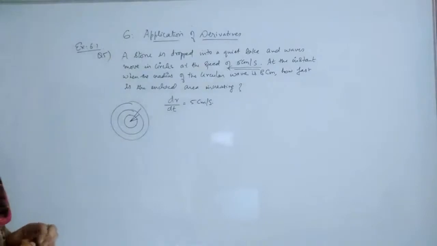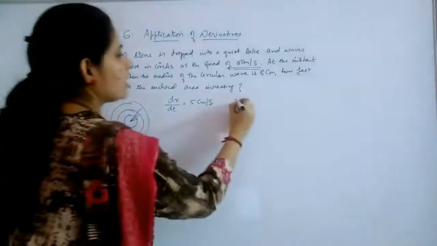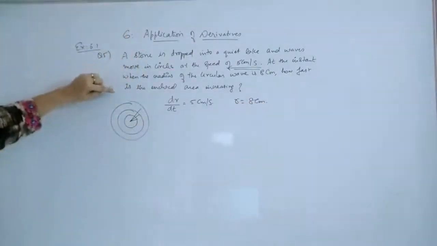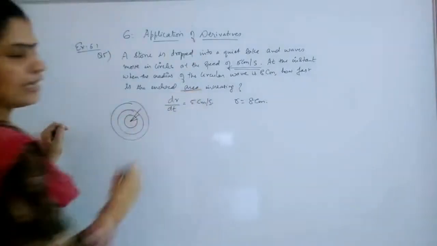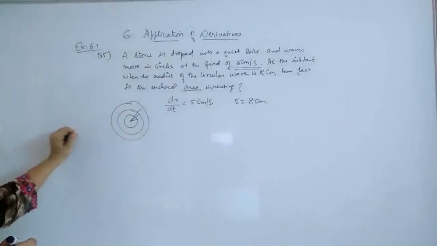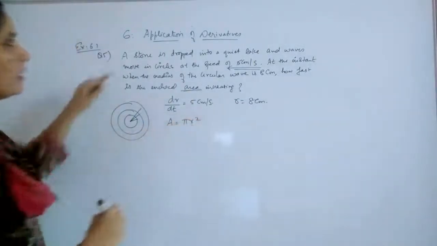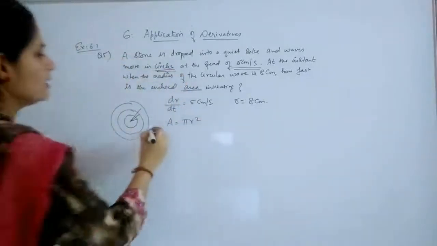At the instant when the radius of the circular wave is 8 centimeter, that will be used at last, that is when r is equal to 8 centimeter, how fast is the enclosed area increasing? So we have to start with area and differentiate it with respect to time. A is equal to pi r square. Again, waves are moving in circles, so area will be pi r square.